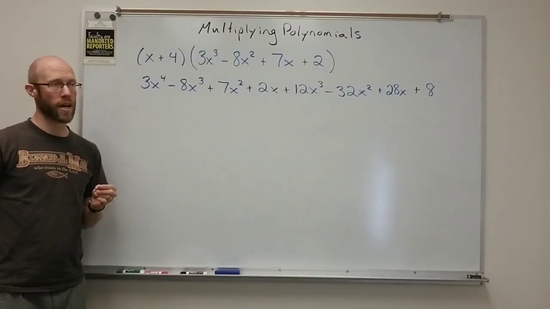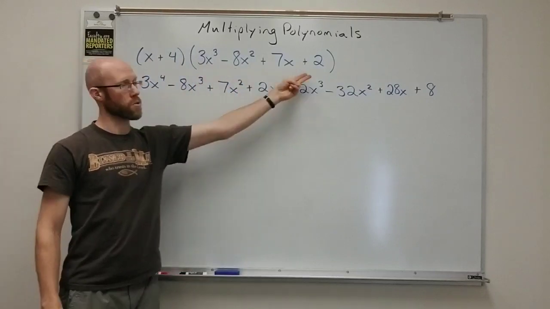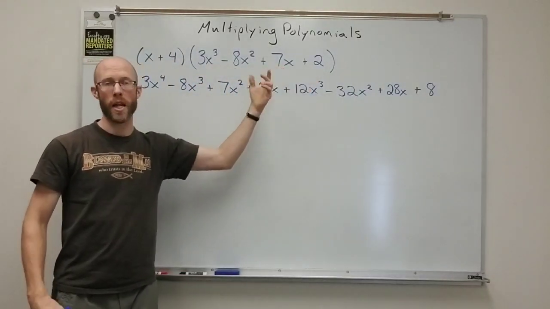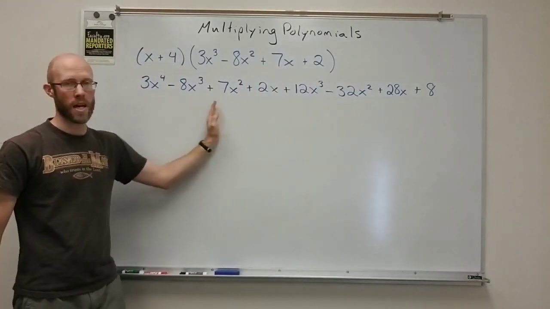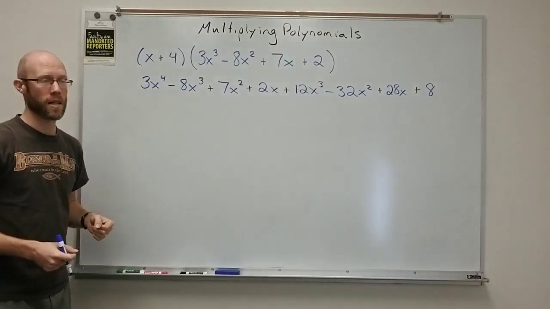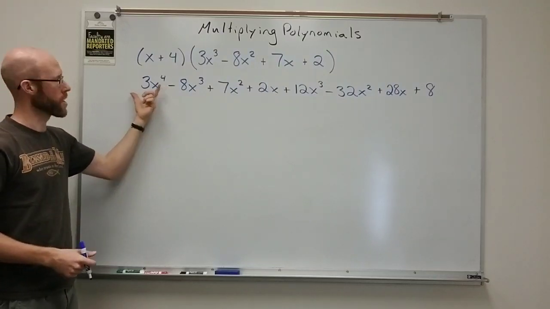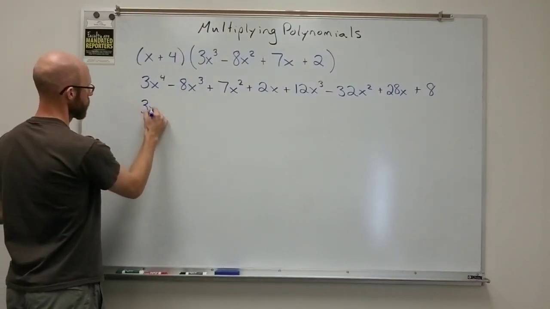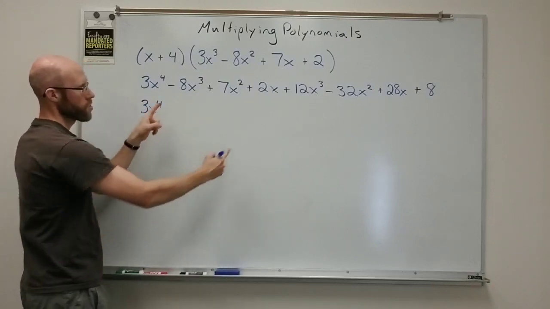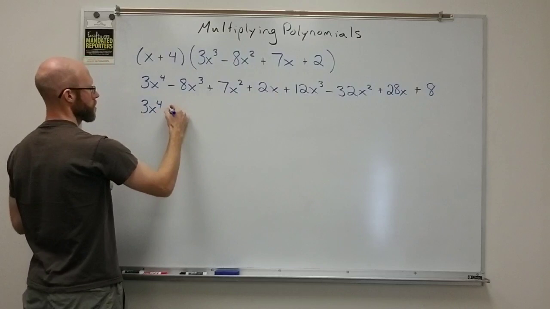A good check is, if you multiply the number of terms on the left and the number of terms on the right, 2 times 4, you get 8. And you should always have 8 terms then in that next line. Then you can go through and combine like terms. Well, there's only one term with a power of 4, so that's going to stay. There are 2 terms with a power of 3, so I combine those. -8 and 12 make a 4.